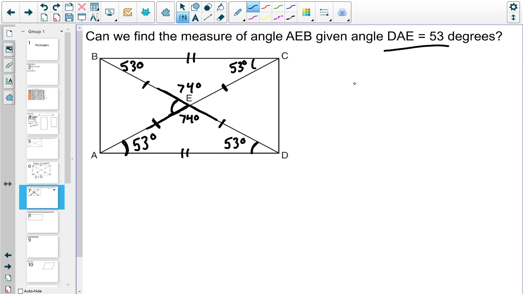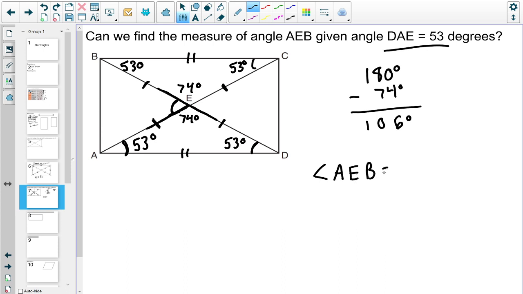So what we can do here is 180 degrees minus 74 degrees, and we will get 106 degrees, and that's our measure for AEB. So angle AEB equals 106 degrees. So it's really cool what you can do with the triangles formed by these rectangles. There's a lot that you can do with them that you may not have thought you could.